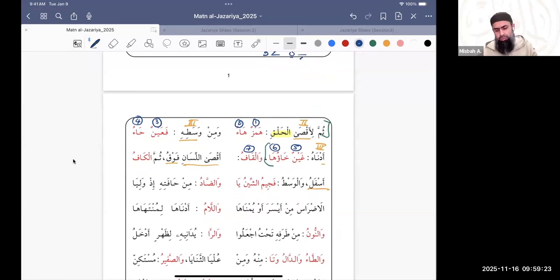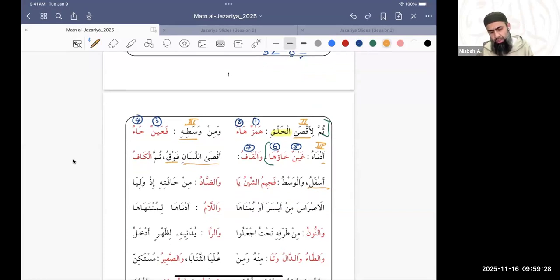والوسط. So he's moved on now and he's telling you about something else. He says والوسط. We're in the middle of the tongue now. والوسط فجيم الشين ياء. And we stop here. Okay? So you can put these brackets on. This is a closed bracket because it started with أقصى اللسان. Okay? Now we can open another one. والوسط فجيم الشين ياء. These are the next few letters that are coming.